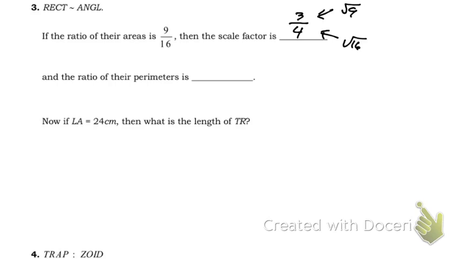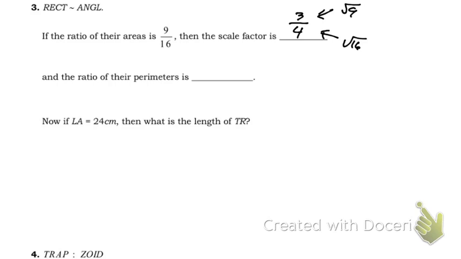What would the ratio of their perimeters be then? Anyone want to take a guess at that? Yes, Rena. Would it be 3 over 4 plus 3 over 4 plus 3 over 4 plus 3 over 4? Not quite. It'd be kind of similar. Actually, what do you think? It's 3/4. It's still 3/4.